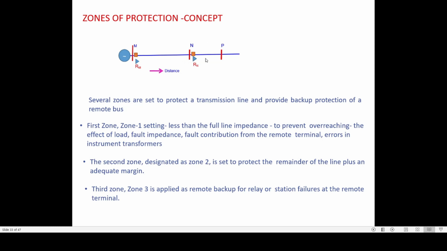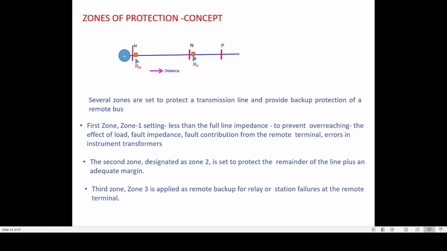Why up to 120%? Because if you consider this is 120 and all the various types of error are in the minus 5 direction, then 120 is the total, minus 5 CT is 115, minus 5 CVT is 110, minus 5 relay is 105, and minus 5 line parameter means 100. So if you set 120 and all errors are in the minus 5% direction, our relay will still reach the remote bus of the line. That means the line will be protected completely using two zones, zone 1 and zone 2 only.